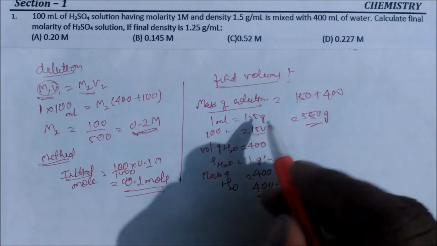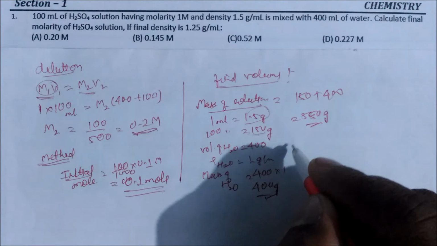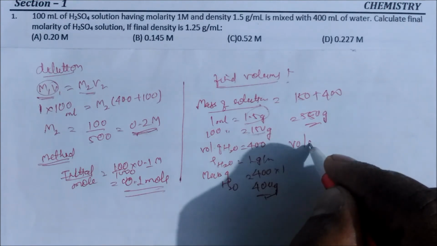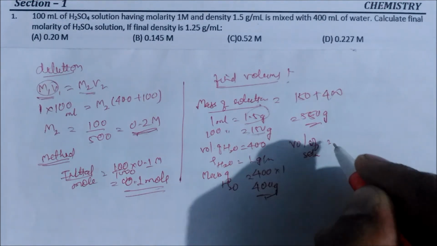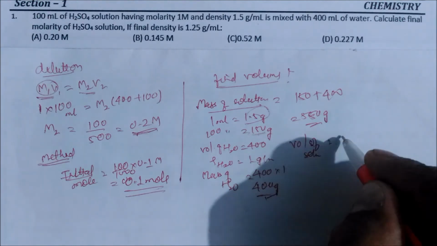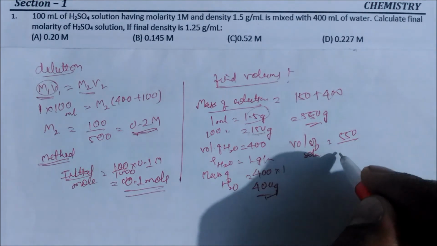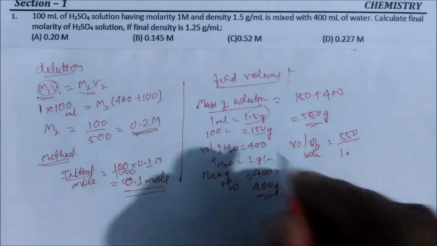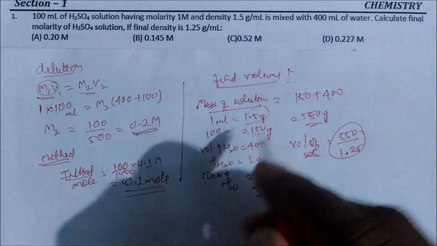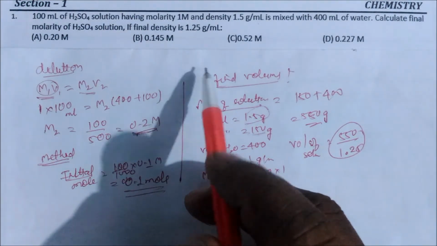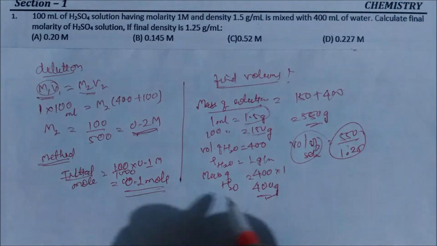Now we know the density of the solution is 1.25 gram per ml. So we can find the volume of the solution: mass is 550 divided by the density 1.25. From here we will get the volume of the solution.